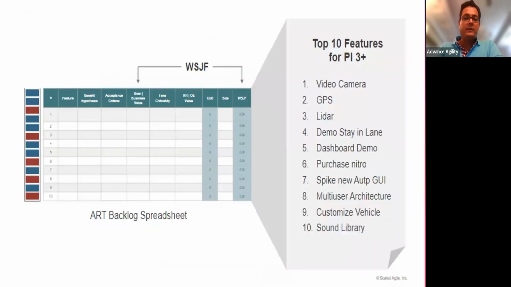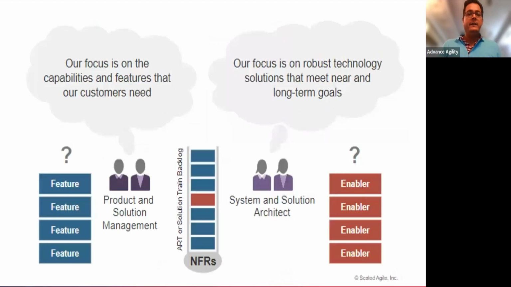You use weighted shortest job first to prioritize the features. So these were the 3 inputs: vision, roadmap, and top 10 features. And if we are able to prepare them, we are ready for the PI planning.